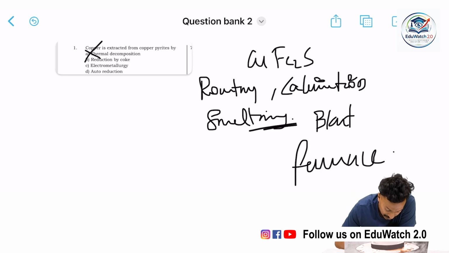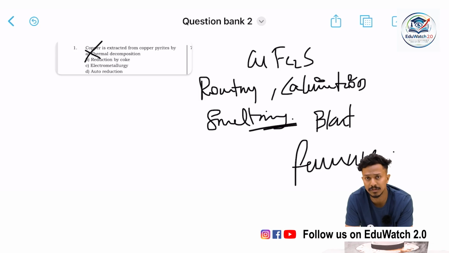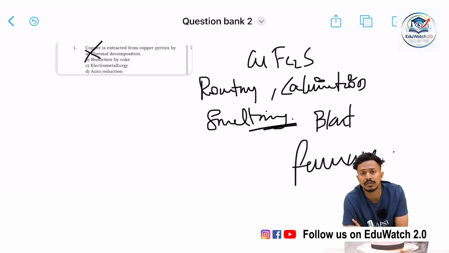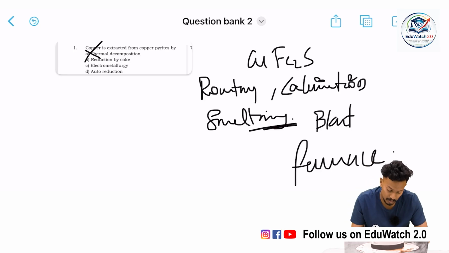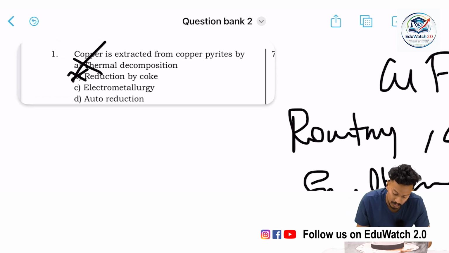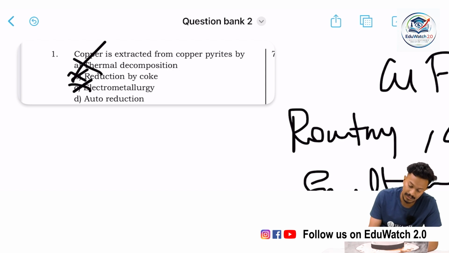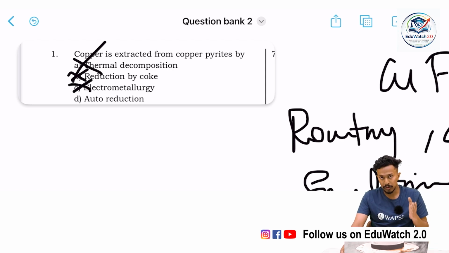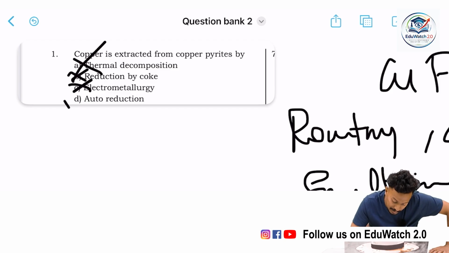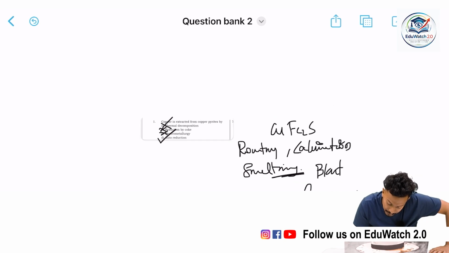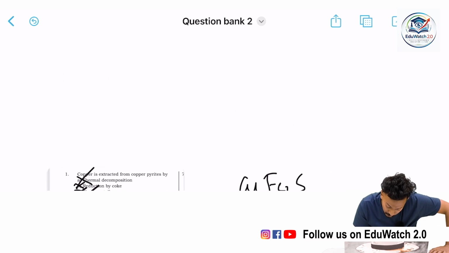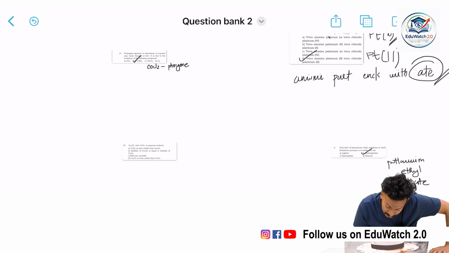We do not thermally decompose. Reduction by coke: there is no application of carbon compounds or any other derivatives to this extraction. So option B is also wrong. Electrometallurgy is also wrong. Actually it is an auto reduction of copper pyrites to copper metal. So the correct option would be option D. Moving on to our next question.